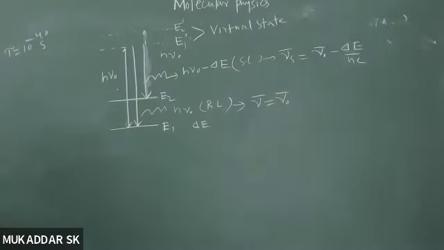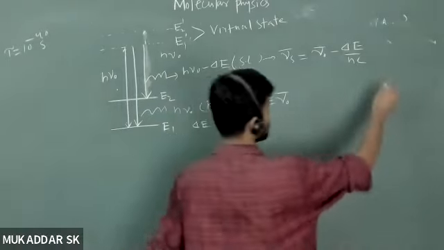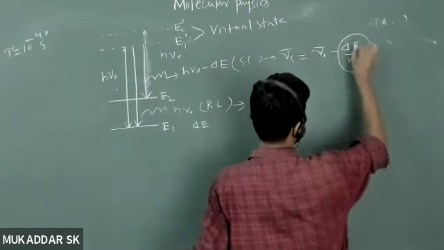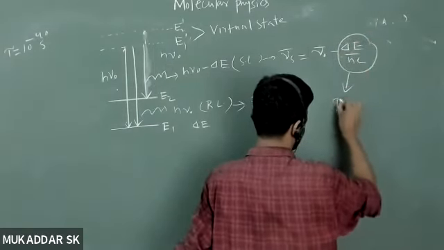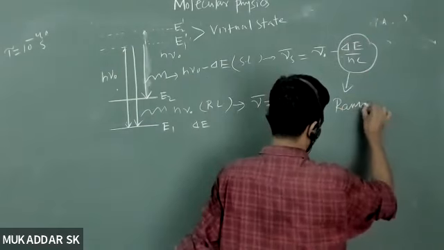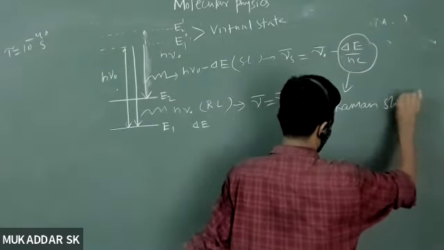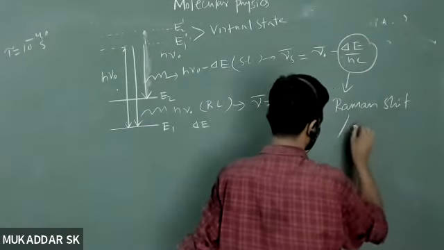Okay, so at least you learn how the Stokes line and Rayleigh line come about. So these things are actually your Raman shift, or you can say Raman displacement also.